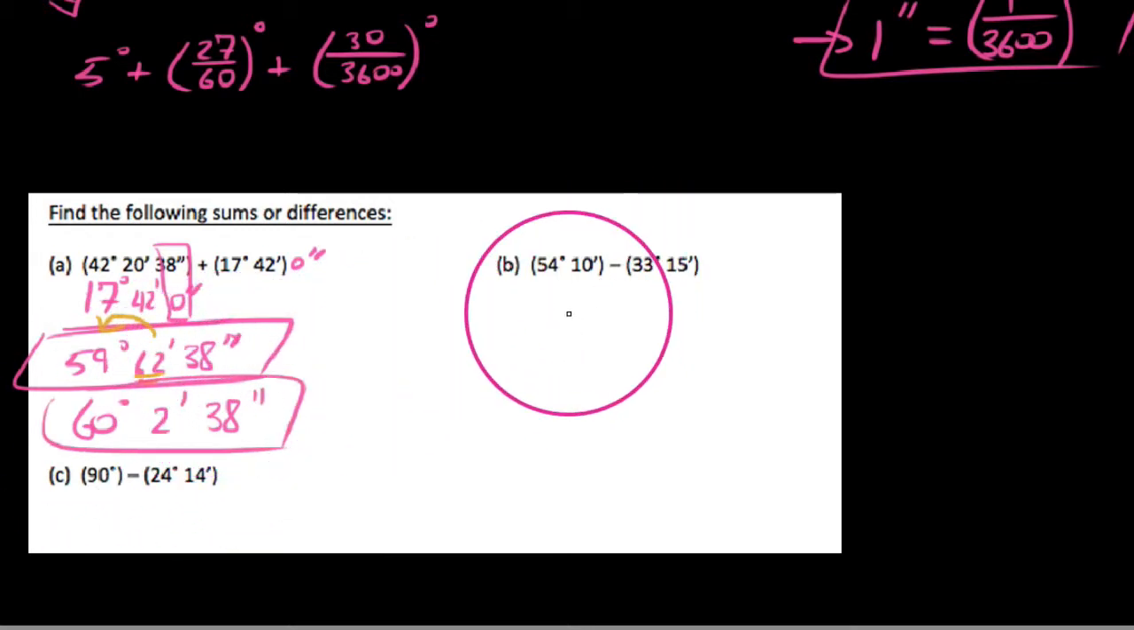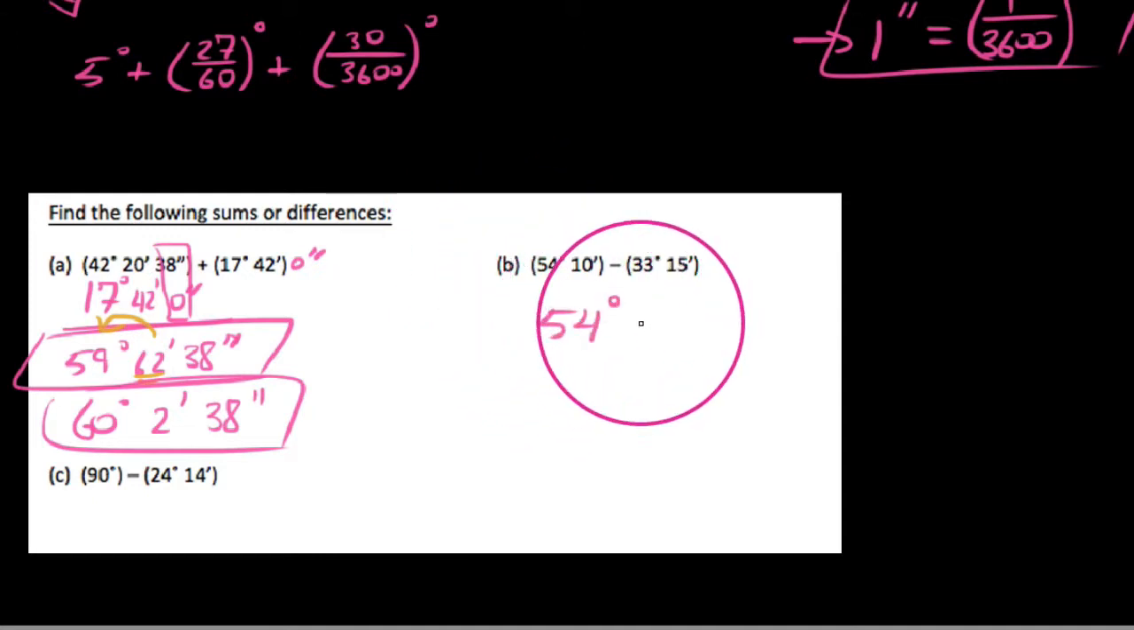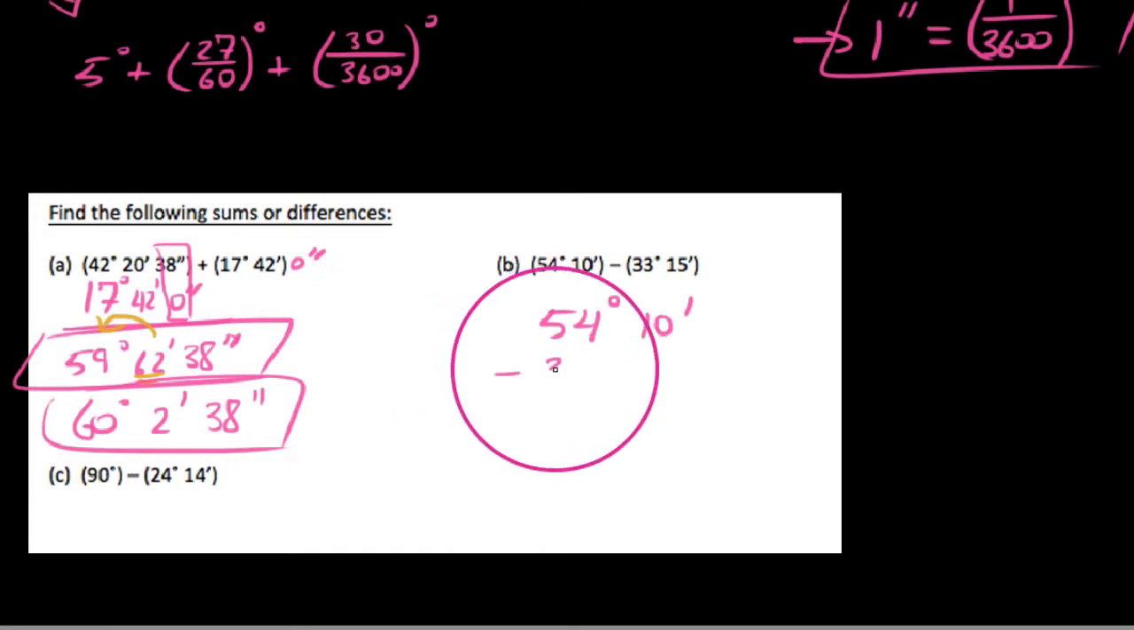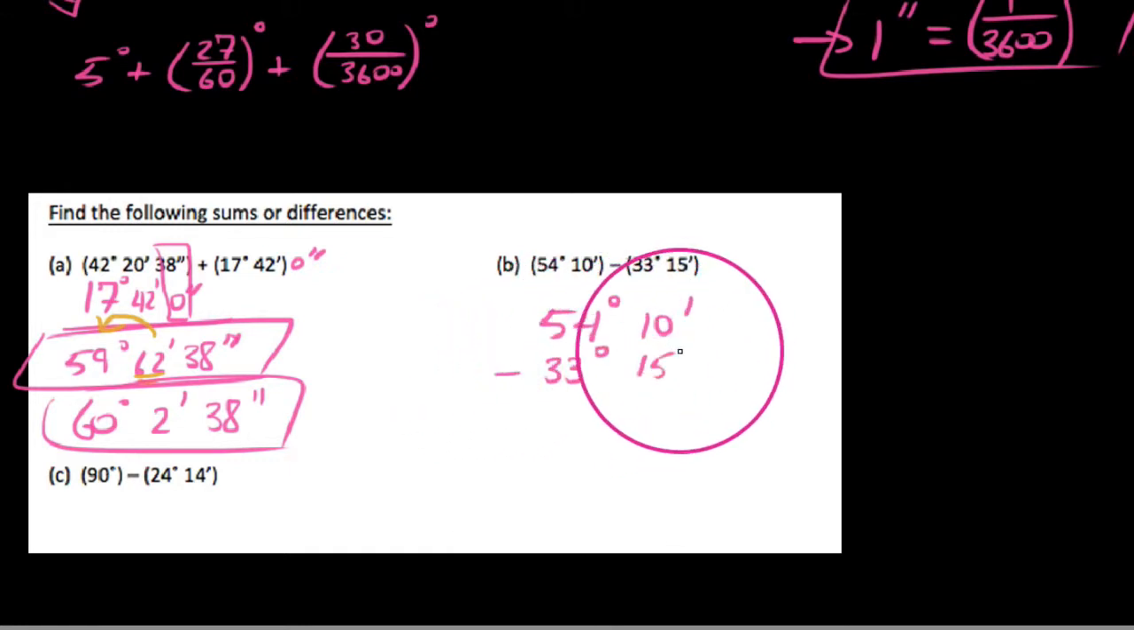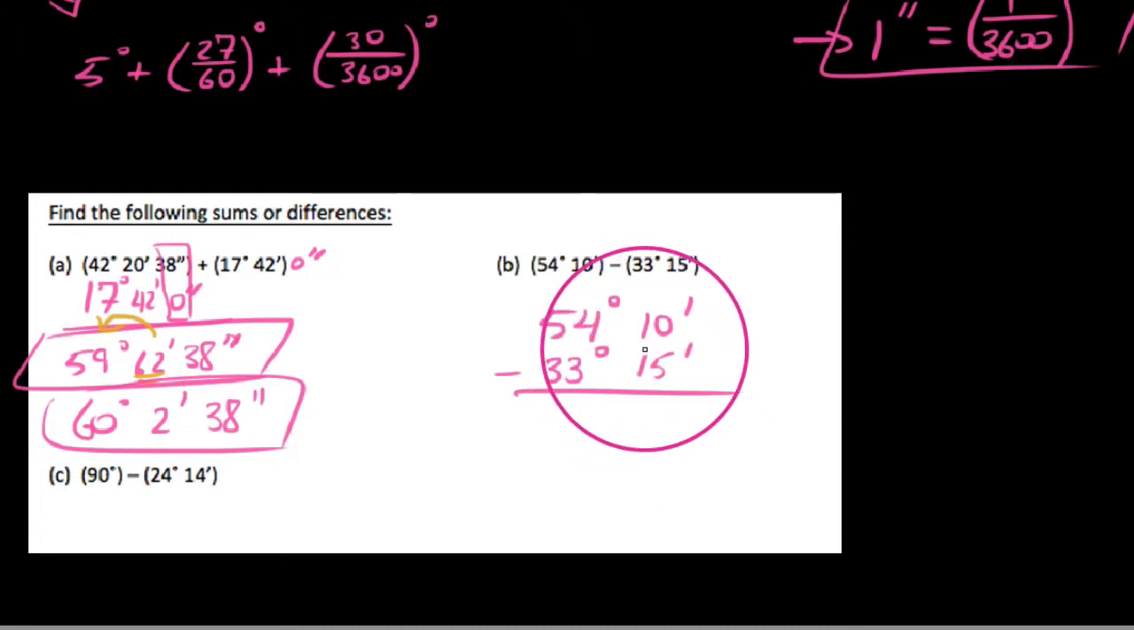Now subtraction, very quickly. We're still going to stack these, and I'll write it out this time. 54 degrees, 10 minutes, minus 33 degrees, 15 minutes. We're still going to start on the right, but what I want you to notice is this: 10 minus 15, we don't have enough to do this.